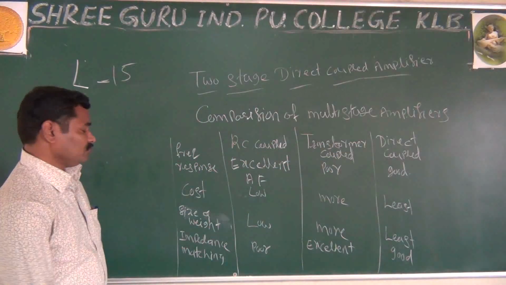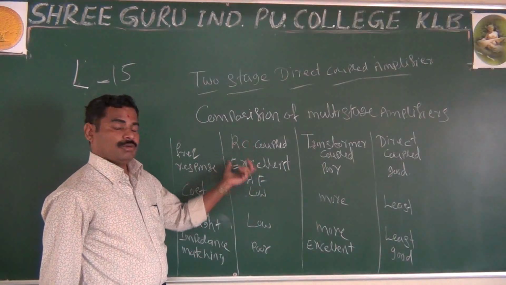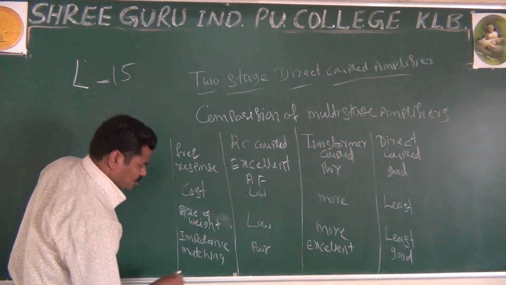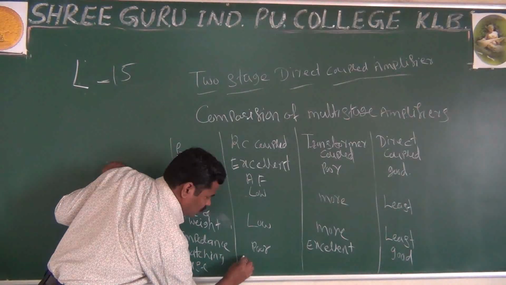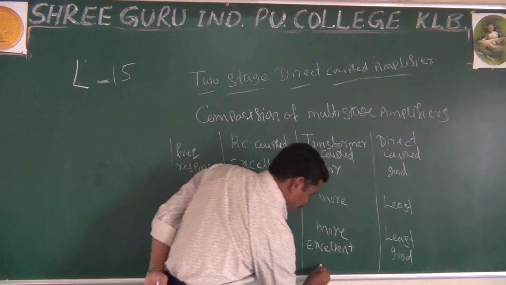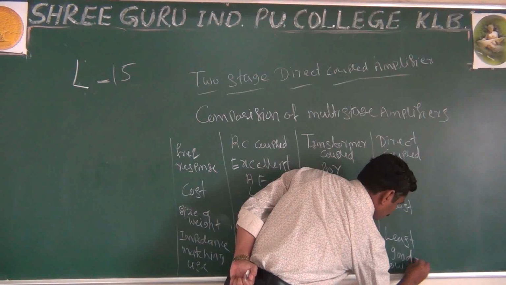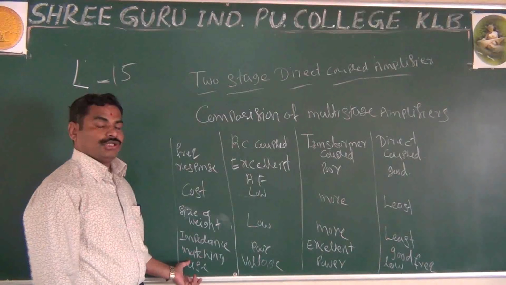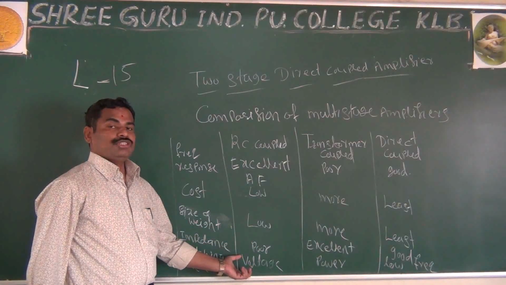Finally about the uses. What is the important use of your RC coupler? It is used for audio frequency amplification. It is also used for voltage amplification. The transformer coupled is for power amplification, and direct coupled is for low frequency. It means the applications or uses of RC coupled are voltage amplification and audio frequency amplification.